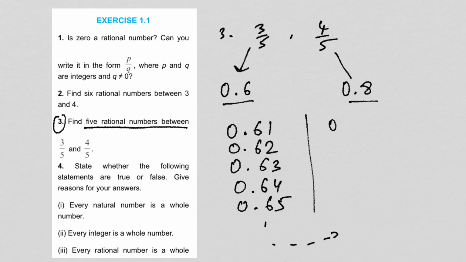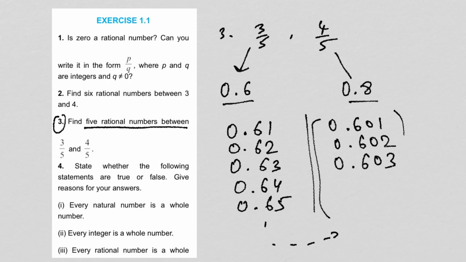Suppose if we write 0.601, 0.602, 0.603. So just think about it. I can insert around 200 numbers in this way, and if we keep on increasing the digits after the decimal, we can write infinitely many numbers between any two given numbers.